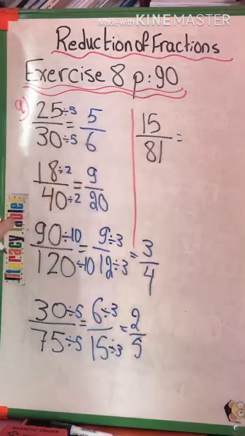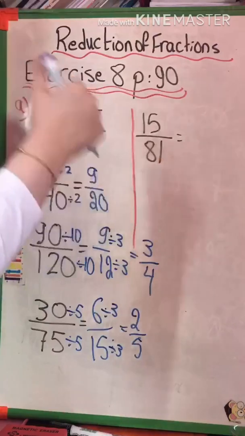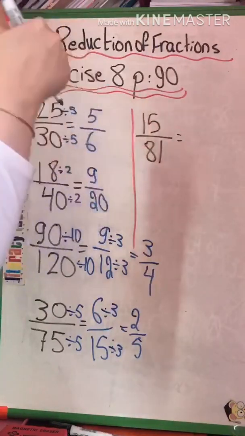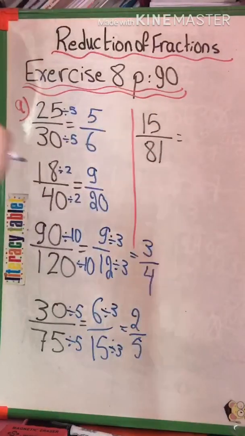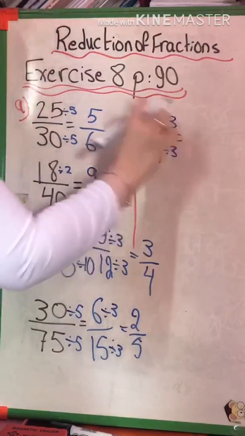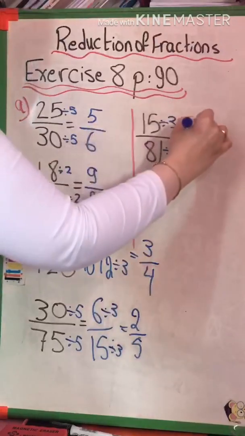The last one in part A. Are they divisible by 2? No. By 3, let's check. Add the digits. 5 plus 1 is 6. It's divisible by 3. 8 plus 1 is 9. Yes. So they are divisible by 3. Here I can directly find the answer. 15 divided by 3 is equal to 5.